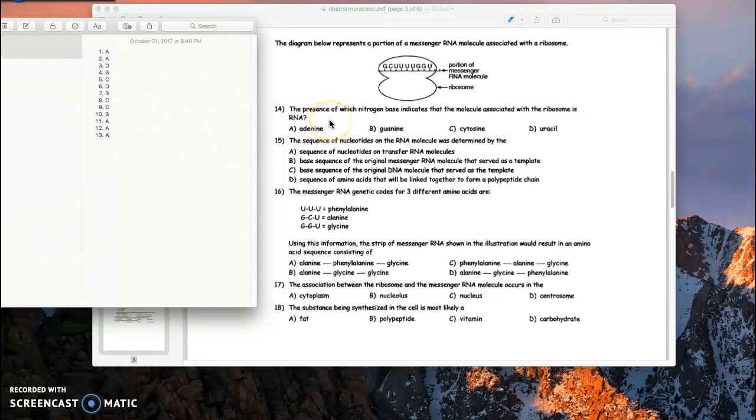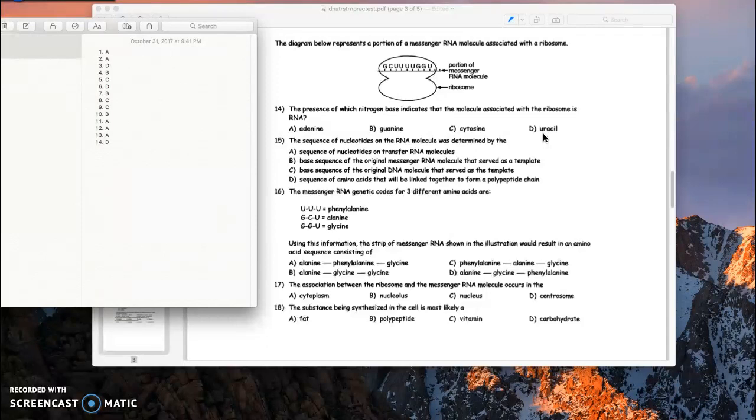So number 14, the presence of which nitrogenous base indicates that the molecule associated with the ribosome is RNA? That's going to be uracil. We talked about that a couple times. If it has thymine, then it's DNA. Sorry. Speaking and typing, not very helpful. We've talked a couple times, if it's RNA, it will have uracil. If it is DNA, then it will have thymine.